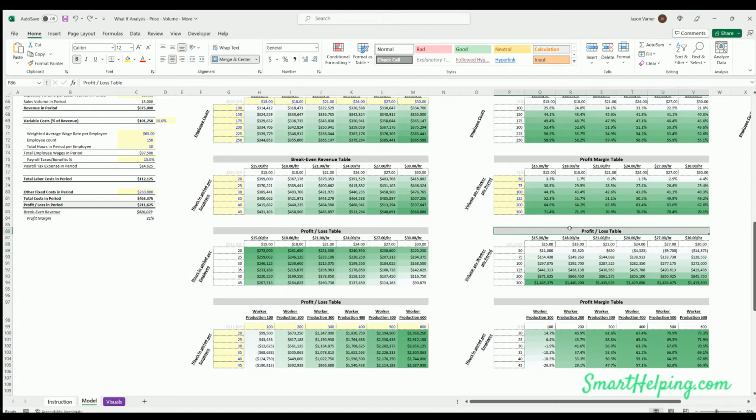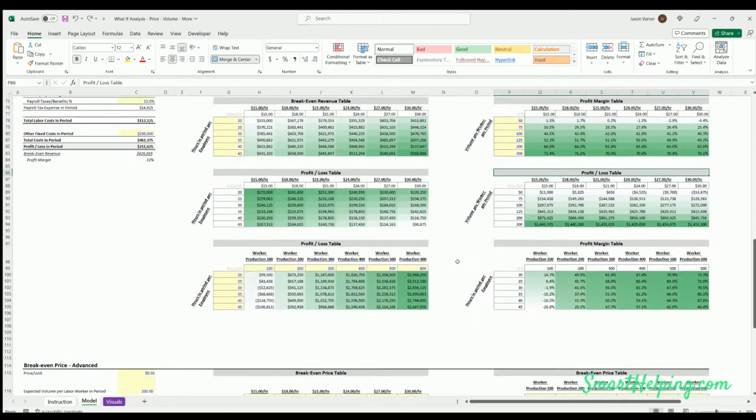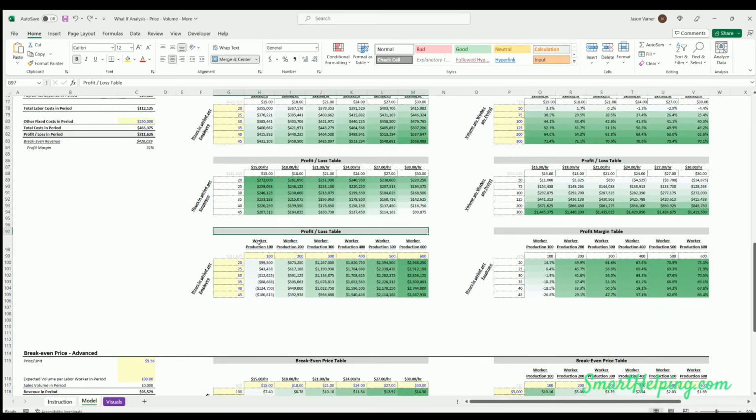Profit and loss table with volume. Oh, I talked about that one. Profit and loss per table. So this is a really good one. I like this one. So worker production versus the amount of hours working.